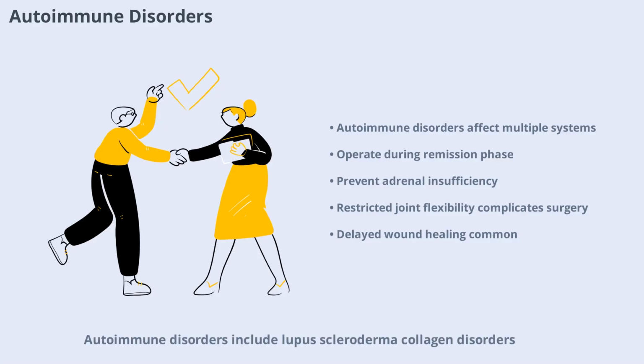Autoimmune disorders include lupus, scleroderma, collagen disorders, rheumatoid arthritis, Sjogren's syndrome, and polyarteritis nodosa. These patients may have cardiac, renal, and bone marrow impairment, contraindicating elective surgery. Operate during remission phase when possible. Long-term corticosteroid therapy requires precautions to prevent adrenal insufficiency. Restricted joint flexibility may complicate intubation and ventilation, and delayed wound healing is common.